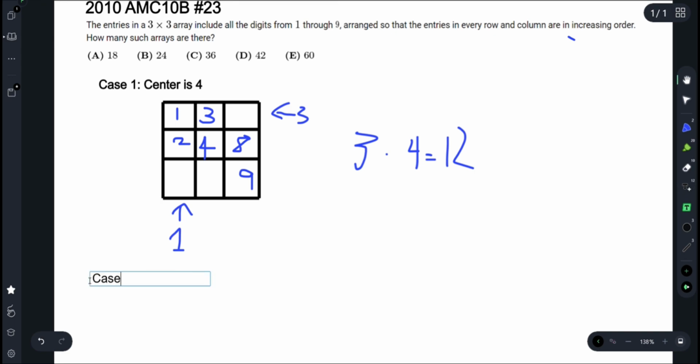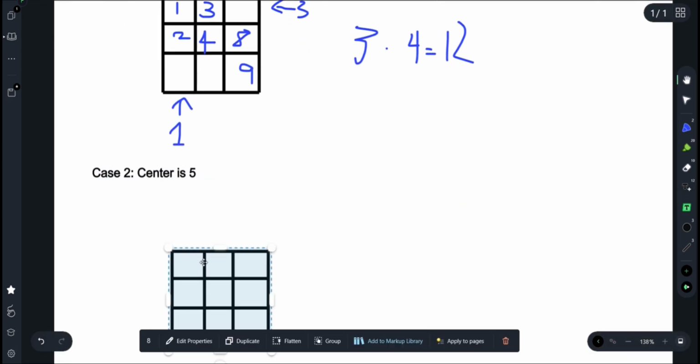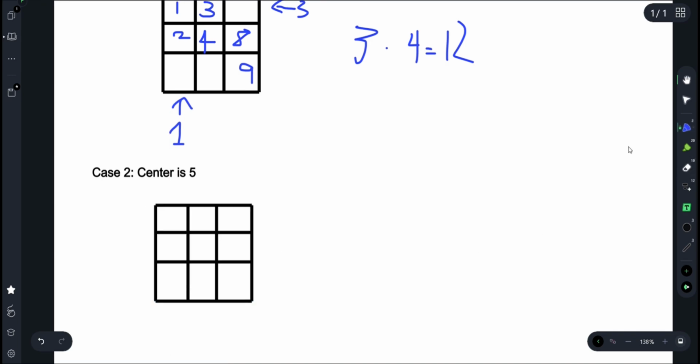Now case 2. Center is 5. So this is a little bit trickier. You first get a graph here. Again, 1, 2, 8, and 9. But in this case, the 2 and 8 placement are actually going to matter. So pretty much what we have right now is this. So we just have to do casework.